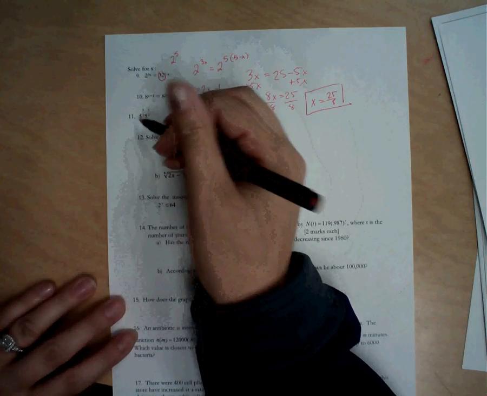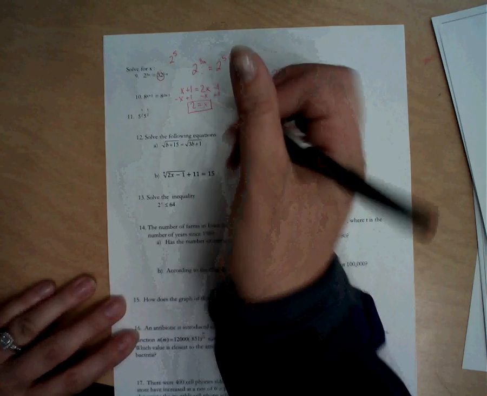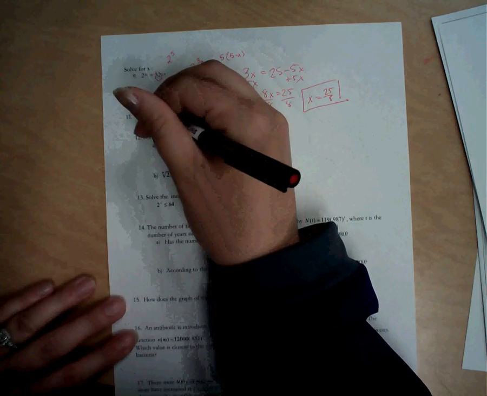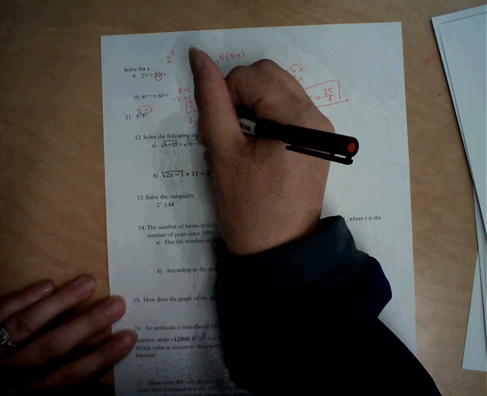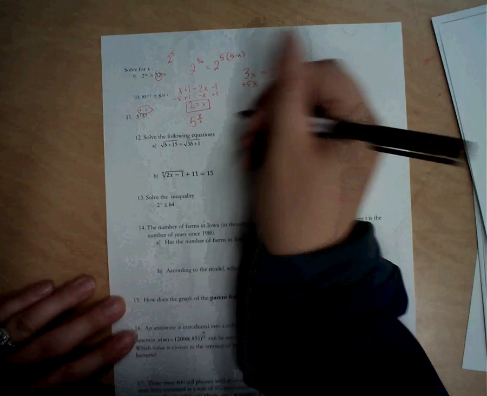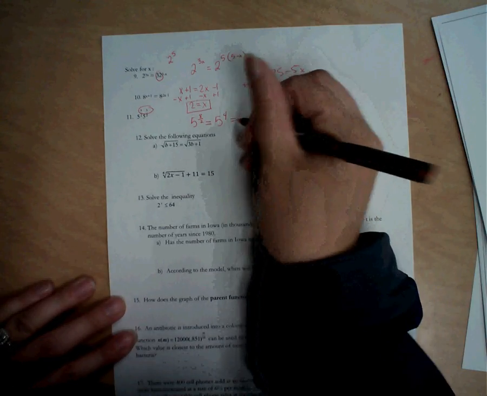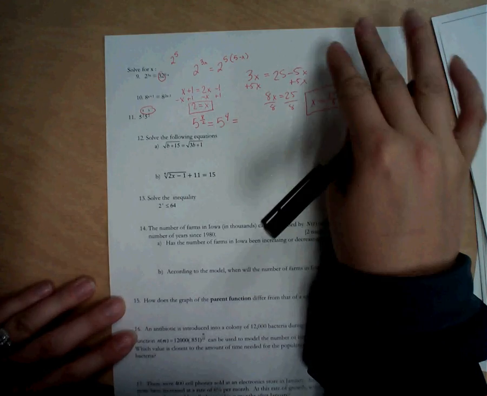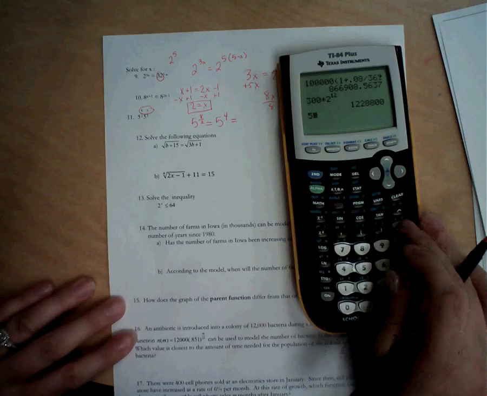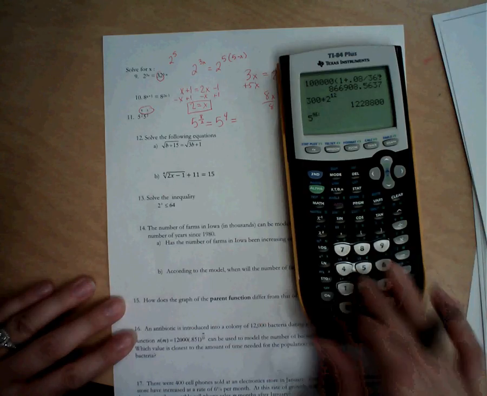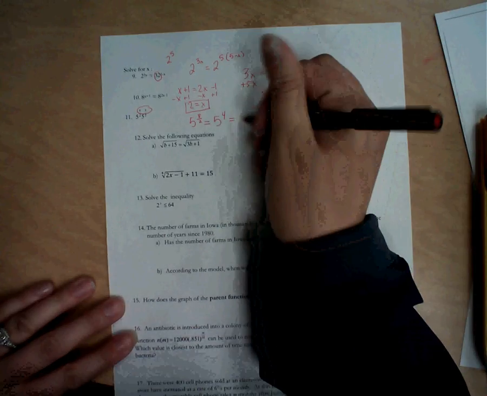Alright, number 11. Anytime you have the same base, you're going to add the exponents. So 5 to the, and when you add fractions, you add their numerators. So 5 and 3 is 8. Your denominator stays the same, so 8 over 2. So that'd be 5 to the 4th. 5 times 5 is 25. 25 times 5 is 125. And 125 times 5 is 625. You can also use your calculator because this whole test is calculator.